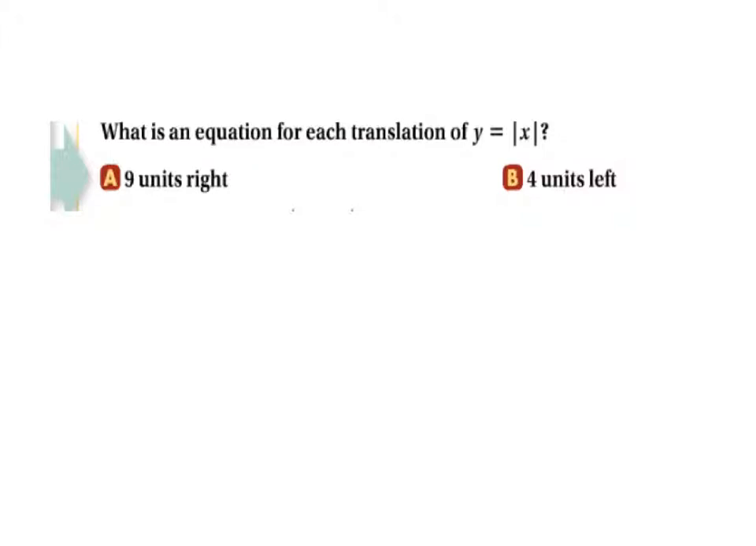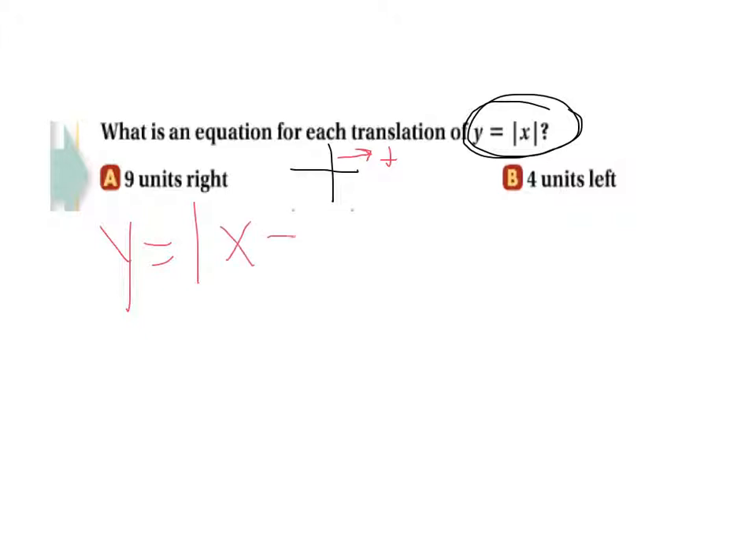So here I want to actually write out my equation. So remember, this is my parent function right here. So how should I change this so it moves right? So if I think of my graph, moving right would be moving positive. So remember, inside of the function, y equals, I have to make sure to do the opposite. So instead of writing positive, I'm going to write negative. And I want to move 9 units, so I have to subtract 9 there.